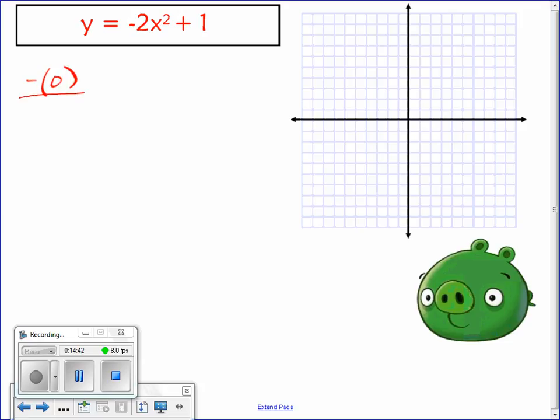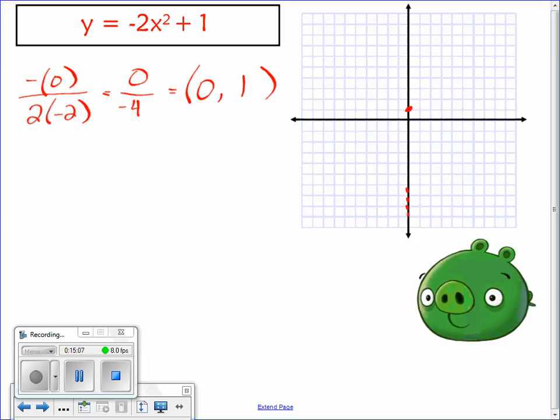0 over 2 times a. So we get 0 over negative 4. What's 0 divided by anything, guys? 0. How do you find the other value? You're plugging it in. So if I plug in a 0, you get 1. All right, so the point is (0, 1).